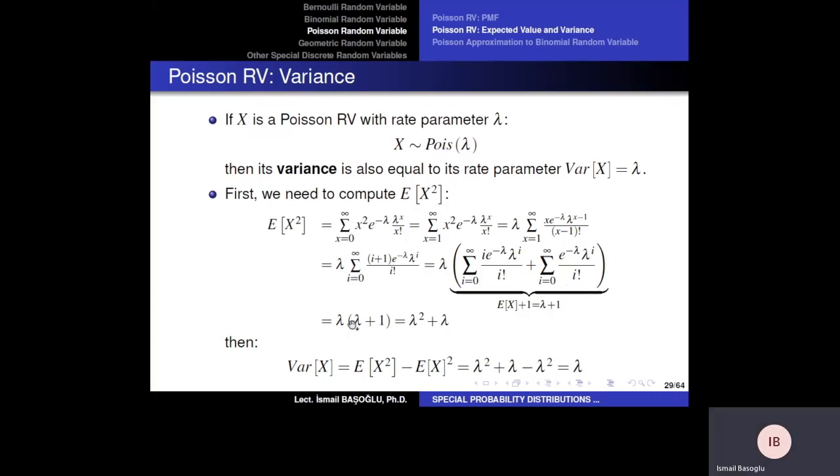Therefore, expected value of x squared is going to be lambda squared plus lambda. And we subtract the square of the expectation from this component. This means lambda squared plus lambda minus lambda squared. If the lambda squares cancel out, you can easily see that the variance is also equal to lambda, the same as the expected value.